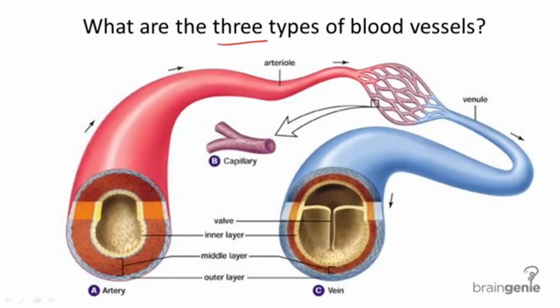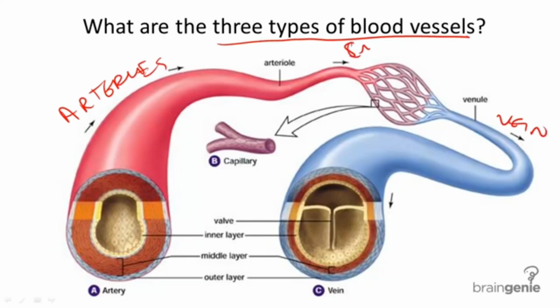The three types of blood vessels. The goal of this lesson is to learn the three major types of blood vessels in the body. They're part of the circulatory system. They are arteries, veins, and capillaries.